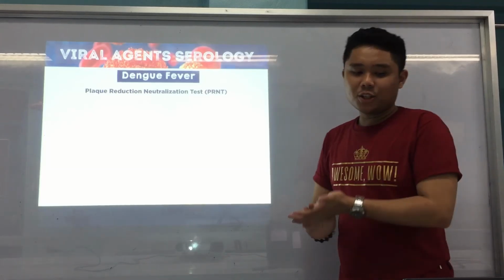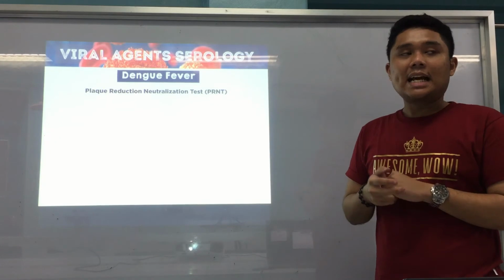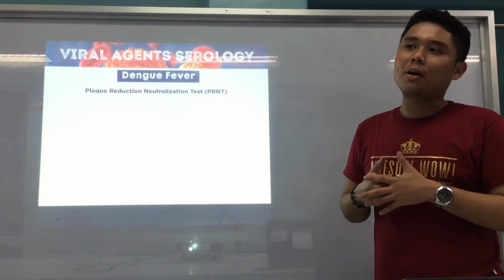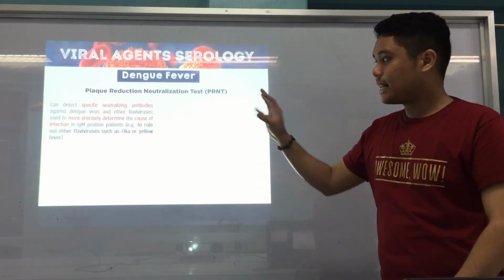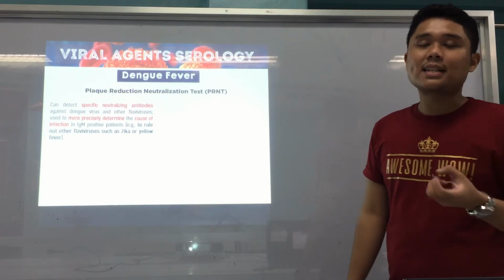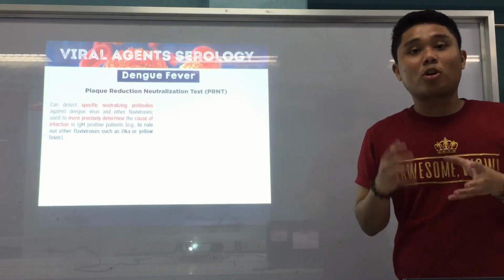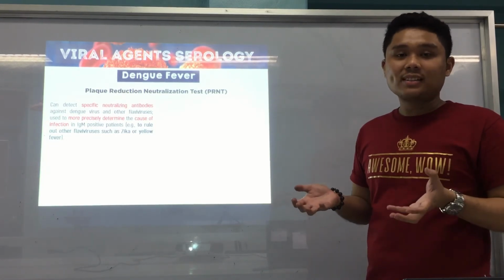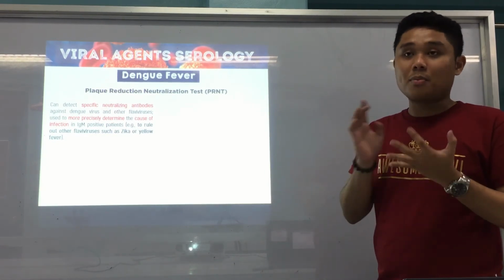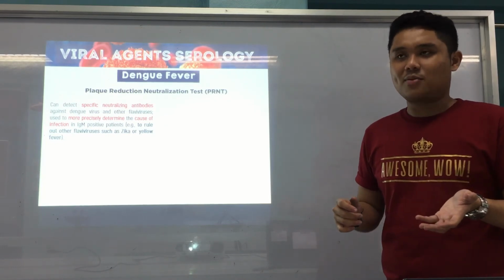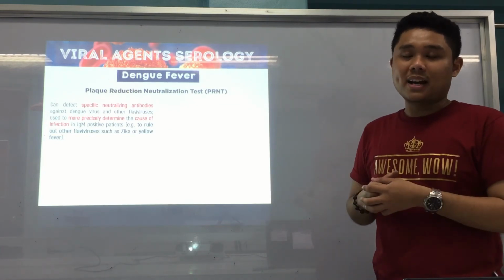Alright. Okay, so we continue to the next test, which is your plaque reduction neutralization test, or your PRNT. Now, usually this test is performed now by mga reference labs, high-end labs, because this test detects specific neutralizing antibodies against your dengue and other flaviviruses. And this is usually performed to be more specific talaga, what is causing the patient's IgM antibodies, or what is the source. Is it really from dengue or from other flaviviruses like yellow fever, Zika virus, and even to some extent to determine what serotype ng dengue ang naha.